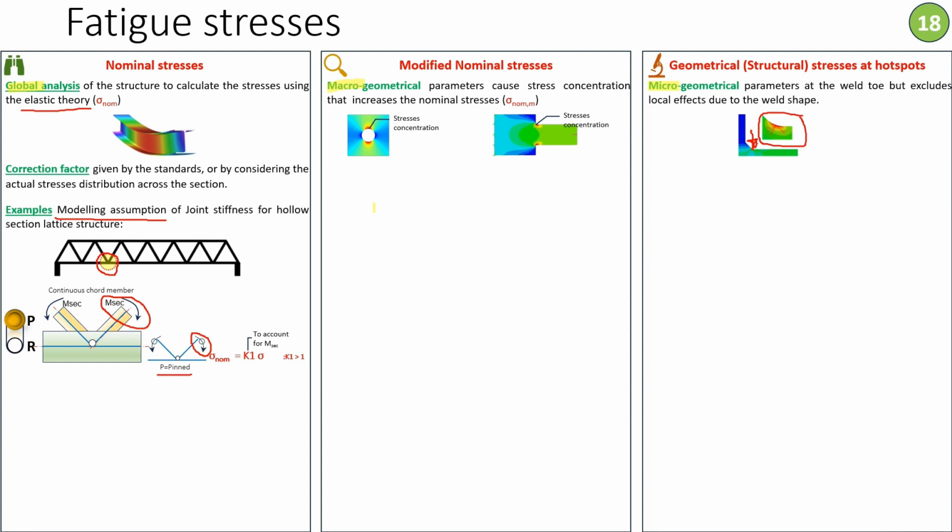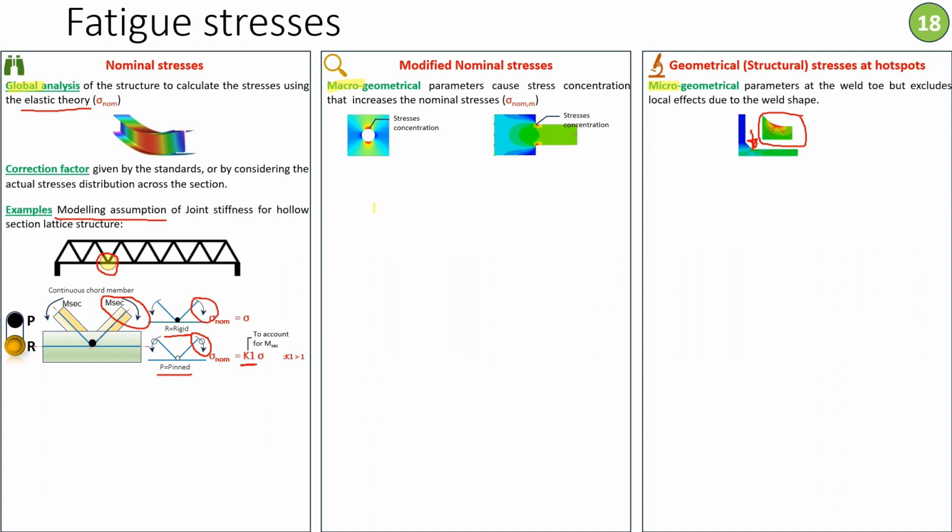Here, the Australian code and Eurocode provide a tabulated value for a correction factor that corrects the nominal stresses to account for the secondary moment. But if you decide to model the intersection as a rigid connection, in that case you don't need any sort of correction, and the stresses coming out of your model already consider the effect of the secondary moment.